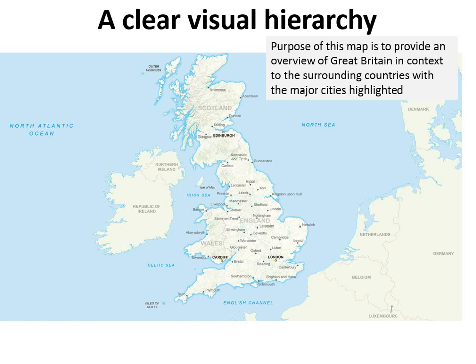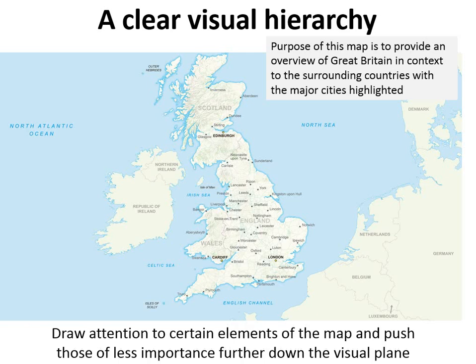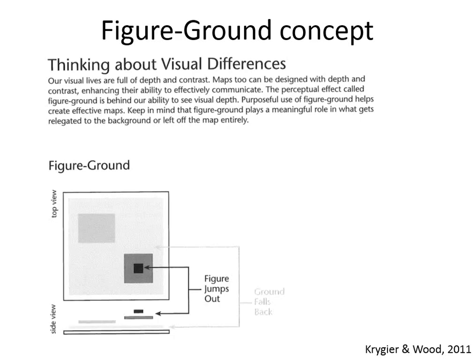If you look at Great Britain, the major cities have more of a vibrant font to them. We have these little yellow dots signifying some major cities. The border of Great Britain is this very nice blue color, which is sort of bringing it out. It's bringing it to the forefront. So when you establish a clear visual hierarchy, what you're doing is drawing attention to certain elements of the map and pushing other elements of the map further down the visual plane. You're pushing them into the background.